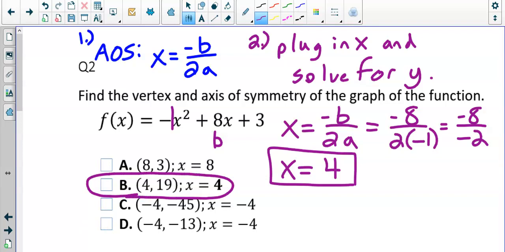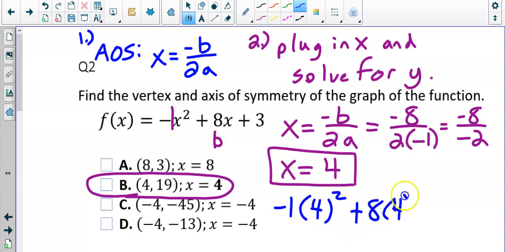So this first value, 4, 19, that's the vertex. This piece, x equals 4, that's the axis of symmetry it asks for. Now again, if I want to verify this, how do I get the 19? All we got to do is take the 4 and plug it in here. So you'd have negative 1 times 4 squared plus 8 times 4 plus 3.